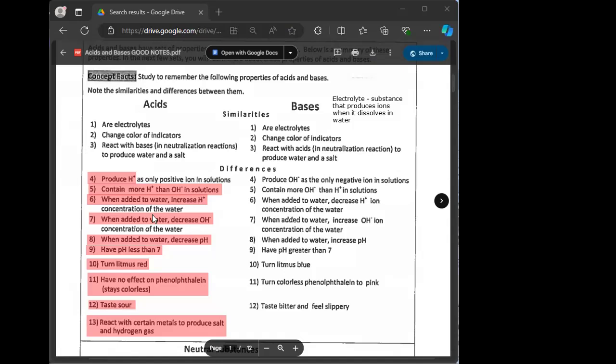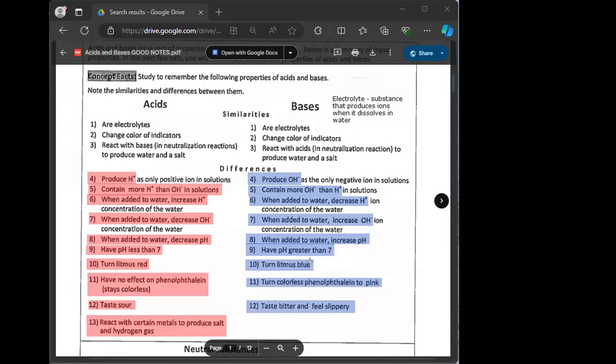Okay, now let's take a look at bases. Bases produce OH ions when they dissolve in water. They contain more OH than they do hydrogen. When added to water, bases decrease the hydrogen ion concentration and increase the OH ion concentration. They also increase the pH. They have a pH of greater than 7.